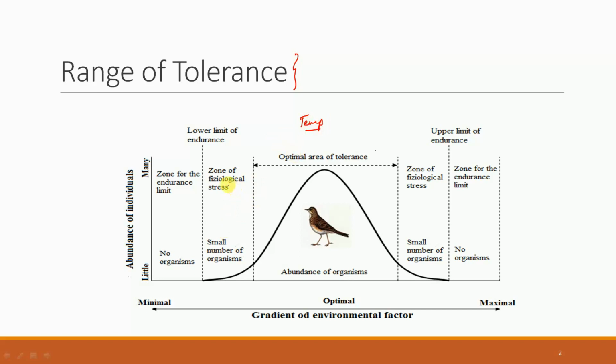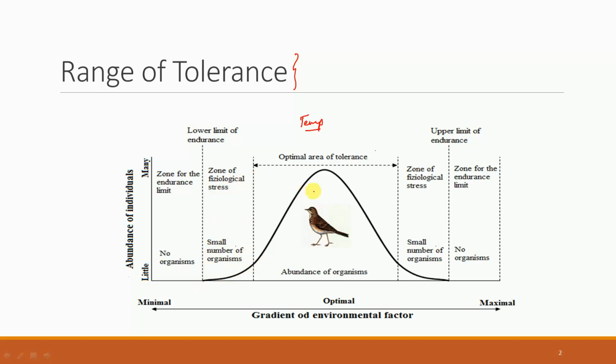Another zone is the zone of physiological stress. In this zone, which is also known as the stress zone, the factor is at such a limit that the abundance of the organism is reduced. As you can see, the organism is present but in a reduced number. So this is the zone of physiological stress, also called the stress zone.